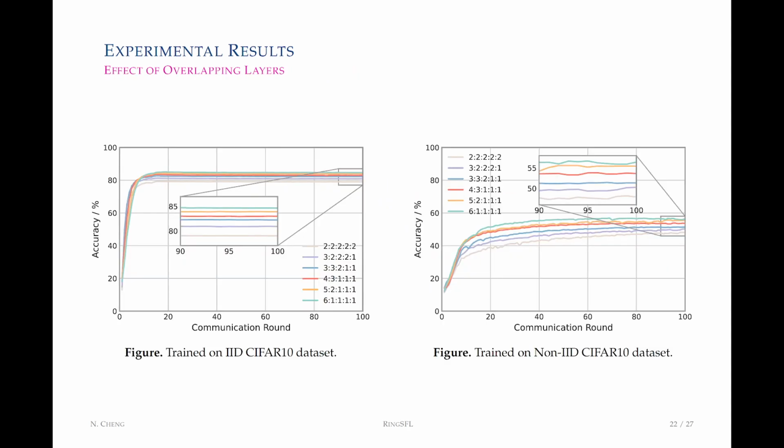To evaluate the impact of overlapping layers on model accuracy, we conducted a series of experiments in RingSFL V2 with different propagation length configurations. By unevenly distributing the propagation length, we gradually increased the number of overlapping layers. Specifically, we set different propagation lengths as the legend shows. We can observe the effect on model accuracy in the above experiments.